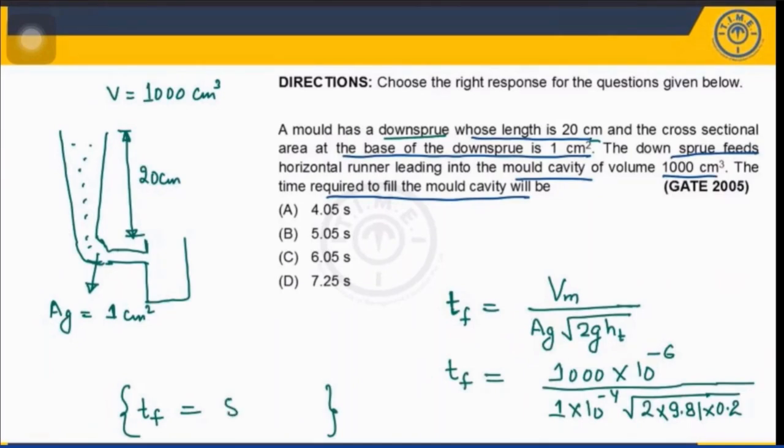So once you solve, you will get 5.05 seconds. That means the total time required to fill the mold cavity is nothing but 5.05. So what is the correct answer for this question?